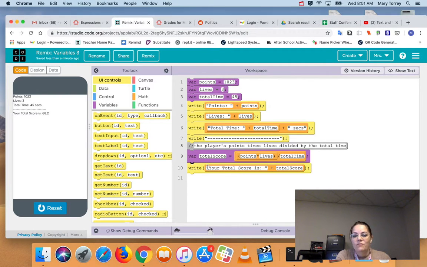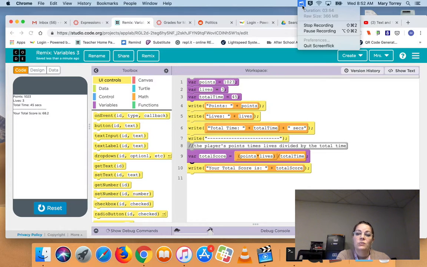Because right here it prints it, grabs the value that's held in total score. So what happens is total score goes and grabs, hey, what's currently in points, and it sees 1023. What's currently in lives, 3. It's going to multiply the 1023 times 3, and then it's going to divide it, which gives us our 68.2, and then it's going to store it in our variable called total score. And then it writes it. Again, it goes and grabs the value that's being held in total score and adds it to our strings or our letters. And this is how this one is completed.